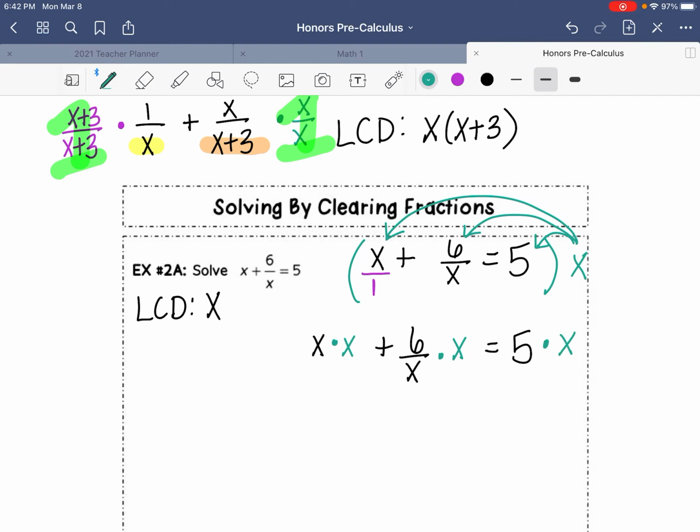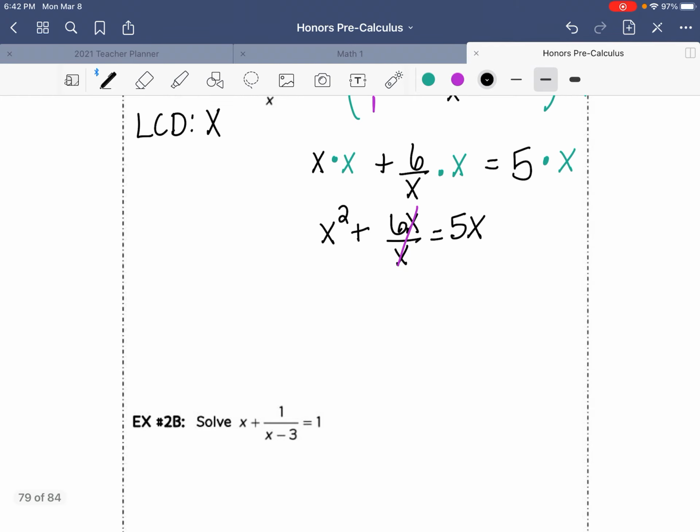Now, I'm writing this out to show you the whole process, but you don't necessarily have to multiply this out. You're going to know what x times x is. So x times x gives me x squared. Then I do not have to have a common denominator to multiply, so 6 times x is going to be 6x over x. And then that's going to give me 5x. Now, why does this work for us? Well, it works because now that x over x is going to cancel. So we now have x squared plus 6 equals 5x.